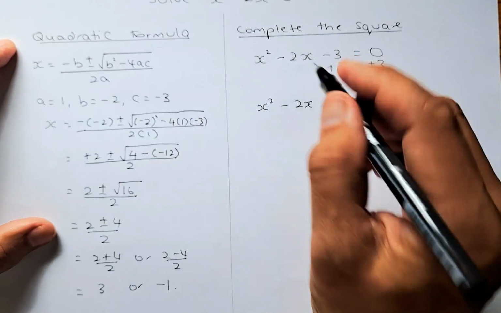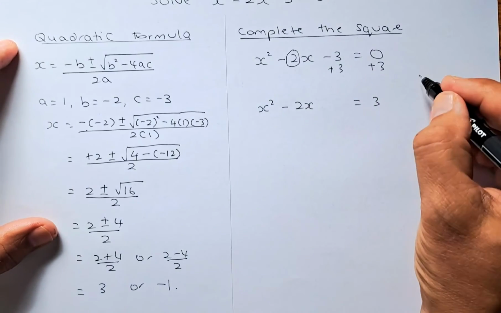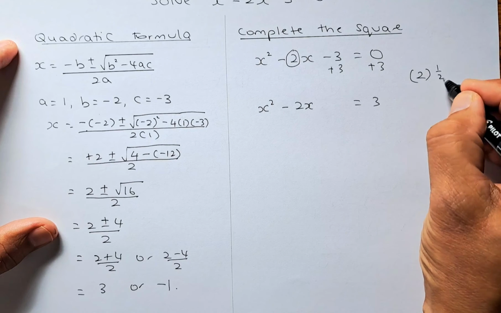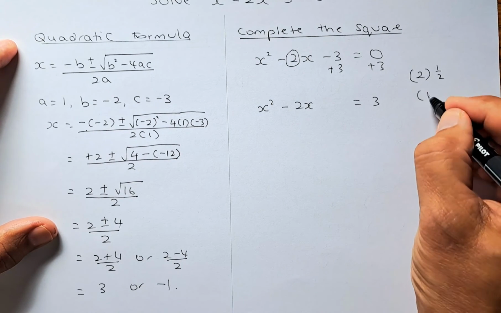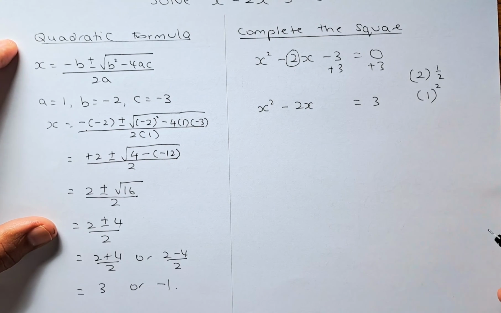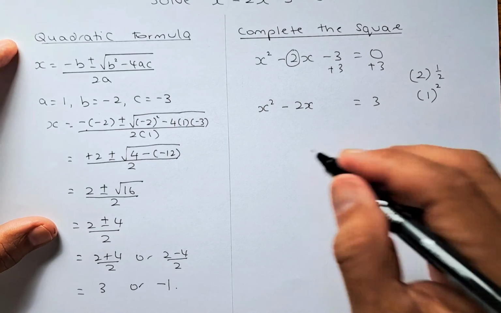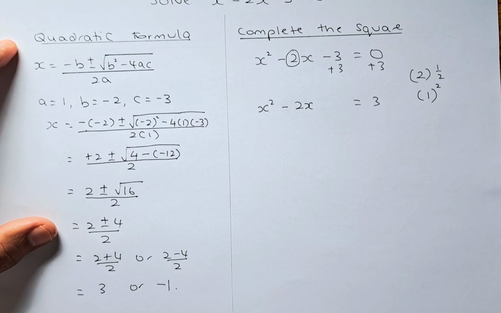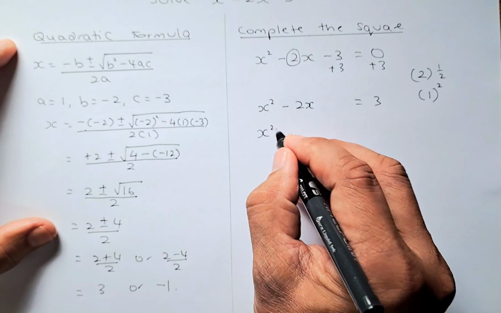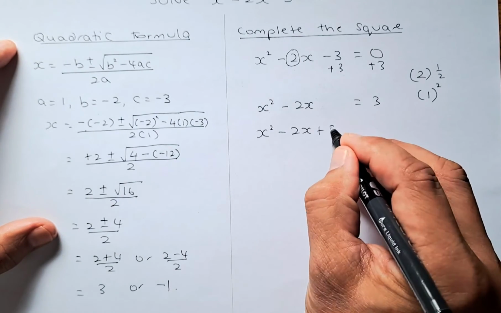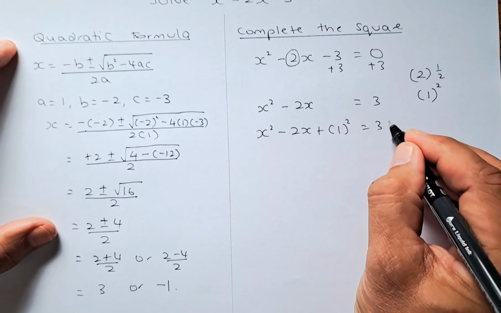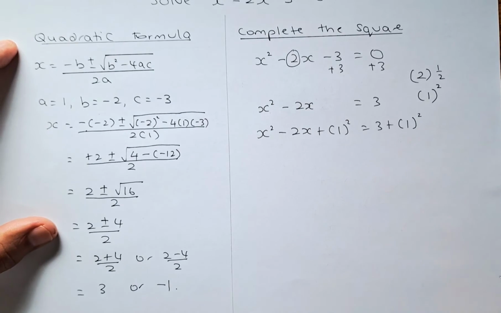To find the number to add, you look at the middle number here, 2, and you multiply it by half. So 2 times half is 1, and you need to square the number. So put 1 squared onto both sides of the equation to make it a perfect square. So it's going to be x squared minus 2x plus 1 squared equals 3 plus 1 squared.